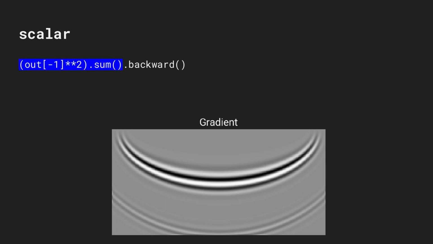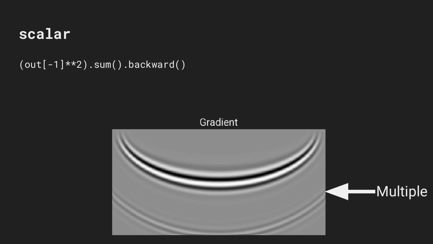In this case, it's the sum of the squares of the receiver data, which would probably be an unusual thing to calculate the gradient of in seismic inversion, but that doesn't stop us. At the bottom, you can see the gradient of that with respect to the velocity model. The weak gradient contribution at the bottom of the model that you can see is due to the multiple that I mentioned.